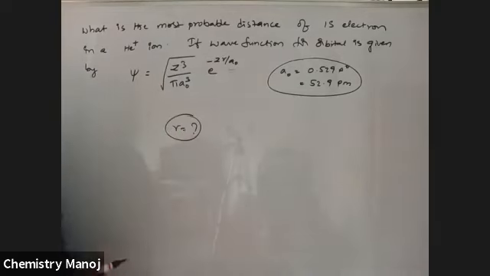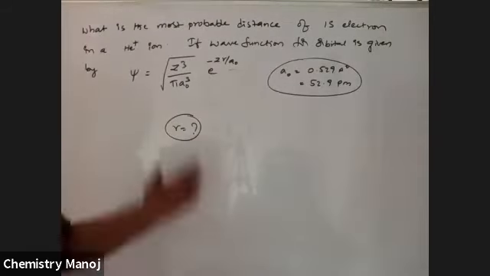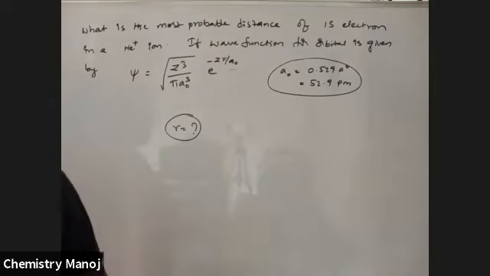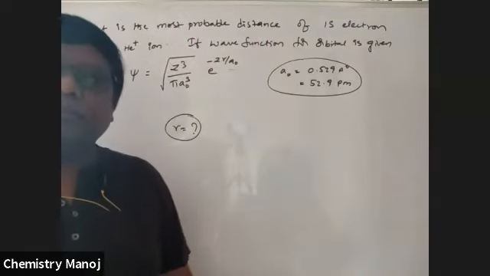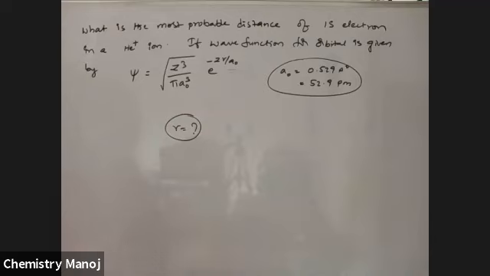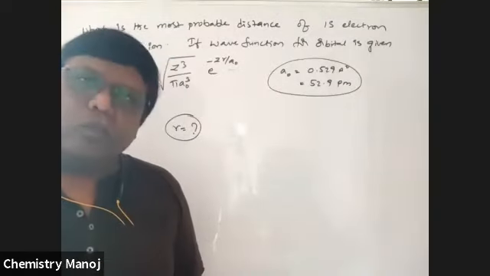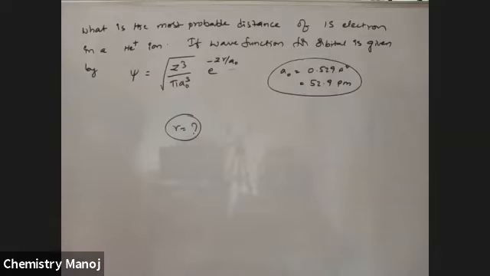So find out the R value for the maximum. Try yourself, just like in the previous case. Take this one as 0 and find out that R value. That R value is the maximum probable distance, where the peak value is maximum. Try yourself. Take psi is equal to 0.